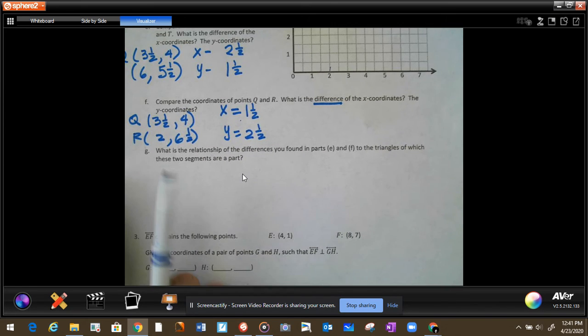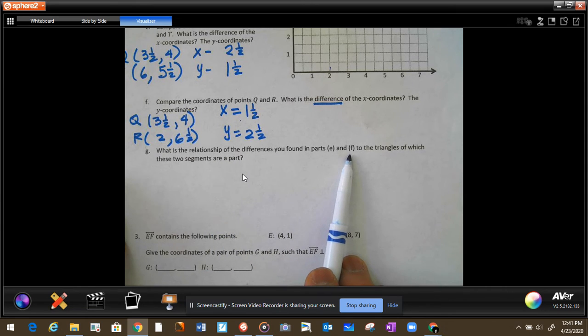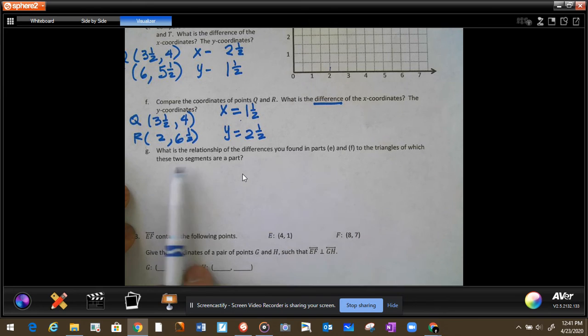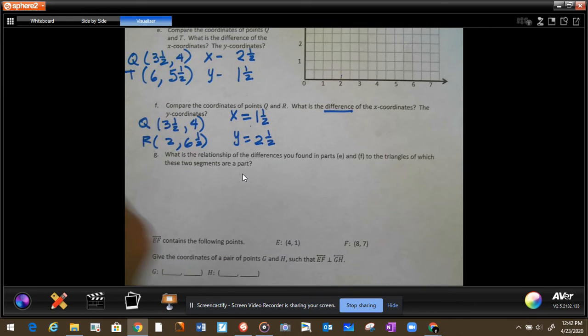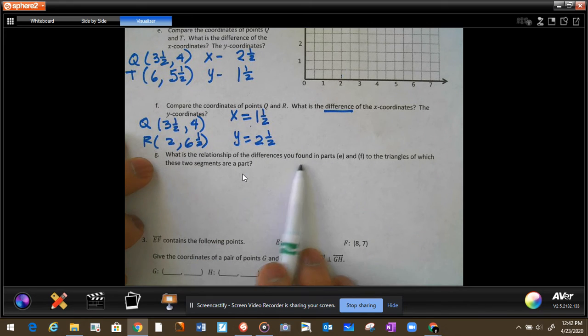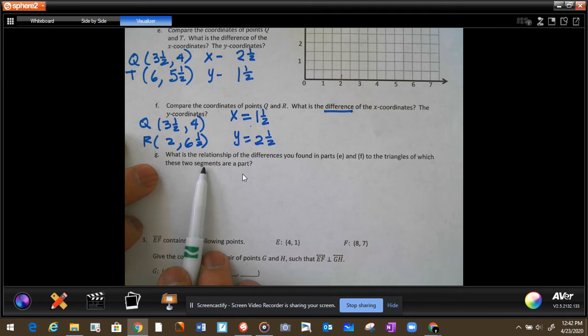Okay, now the next one. What is the relationship of the differences you found in parts E and F to the triangles of which these two segments are a part? So the difference in X coordinates for Q and T was the same as the difference in Y. Oh, that's exactly what we, okay, so we're just going to explain what I just pointed out to you. And what I pointed out to you is this.